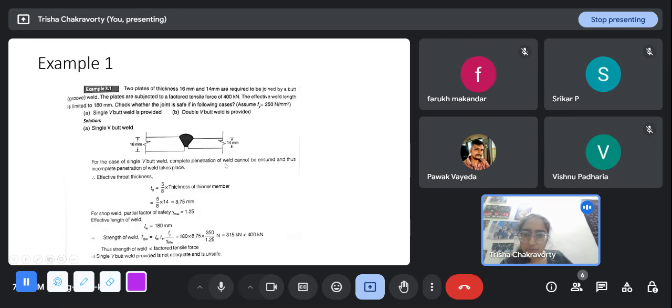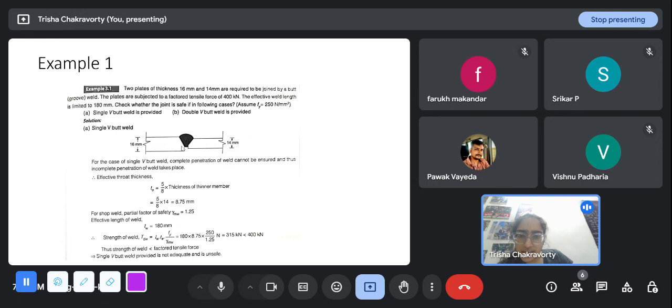We'll look at an example first. This is a butt weld. Two plates of thickness 16 mm and 14 mm are required to be joined. This is a 16 mm plate, this is a 14 mm plate, and this is the butt weld. They are placed end to end, and this is the weld. The plates are subjected to a factored tensile force of 400 kilonewton. The effective weld length is limited to 180 millimeter.